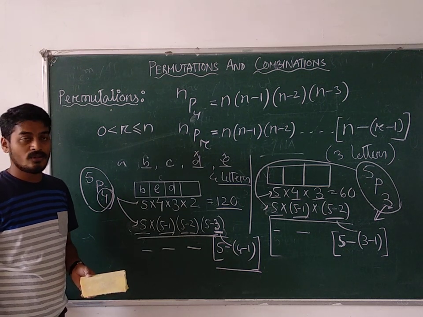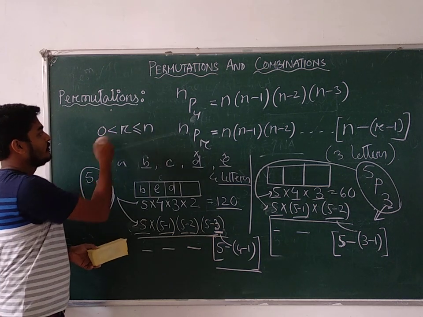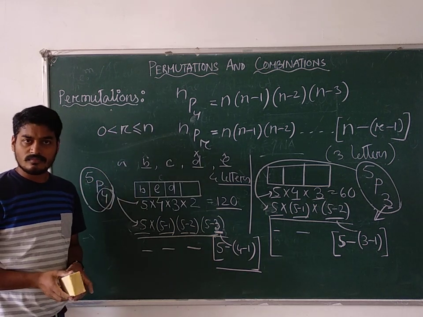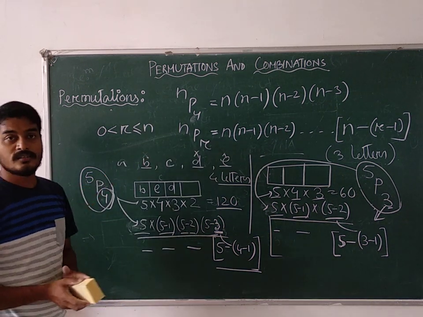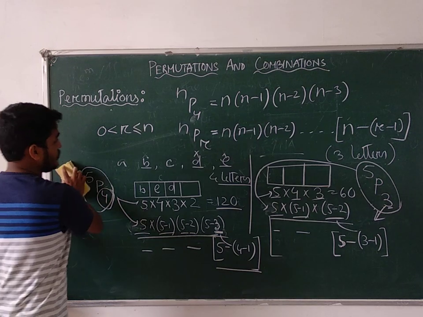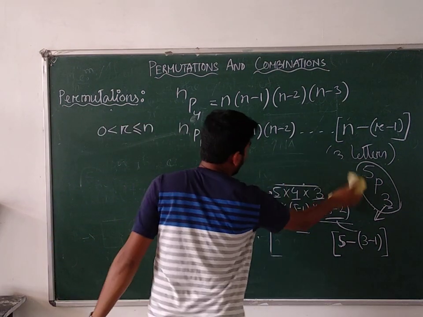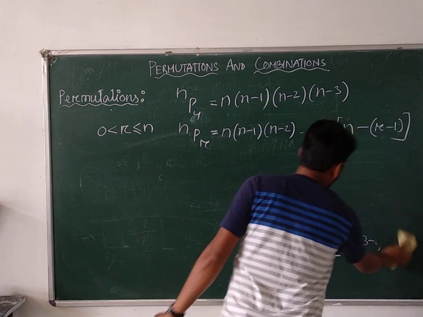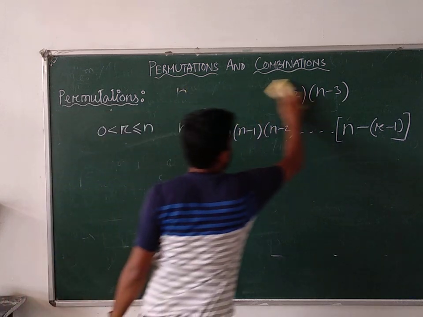Correct? So that means the value of r may be 0 also. Okay, is it clear? The value of r may be 0 also. So this is the expression. That's why we have got an expression for nPr. What is n? n is the total number of objects. So this is the expression.